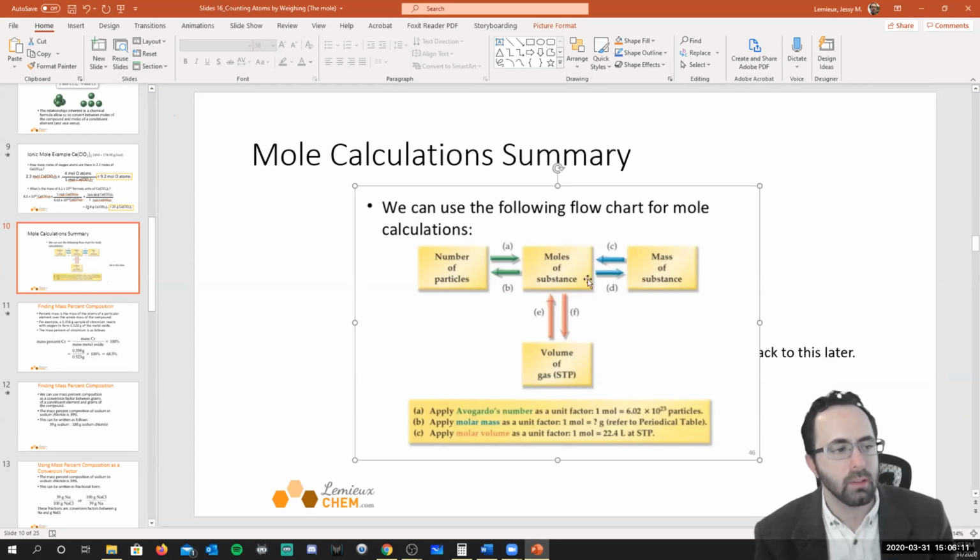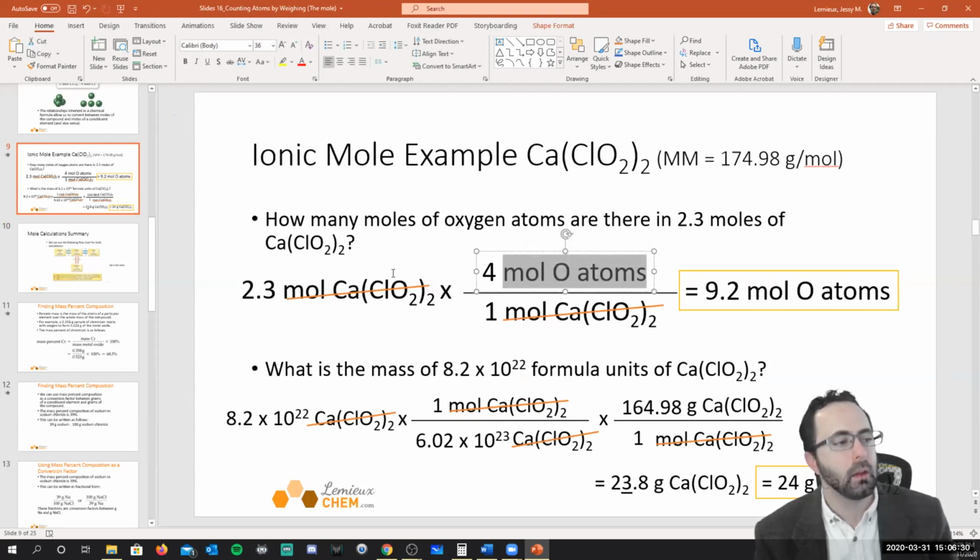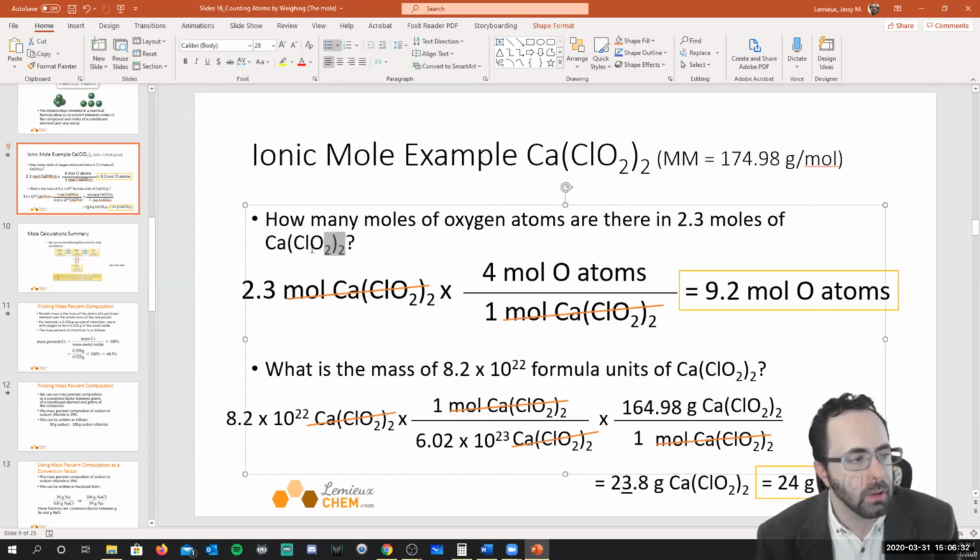The moles are the center. So you can go from mass to moles using the molar mass. You can go from moles to number of particles using Avogadro's number. The only thing that's a little extra step is if you've got moles or number of particles for the compound, but you want the atoms inside, for that you have to look at the formula and figure out, okay, if I have one of these, how many oxygens are inside of that?